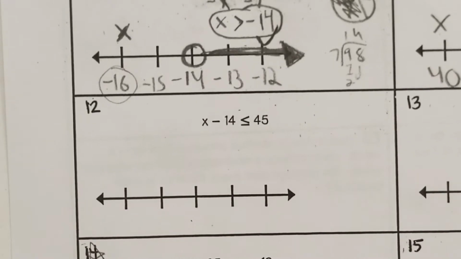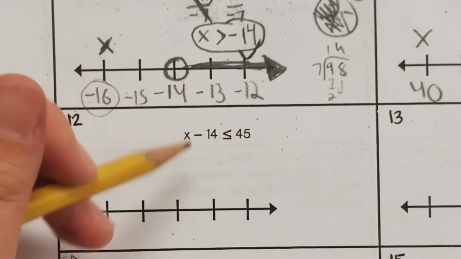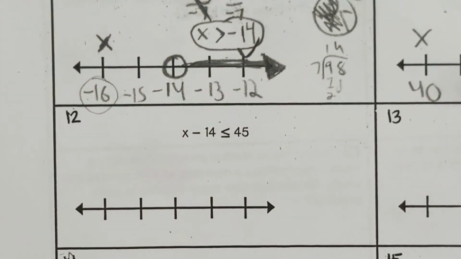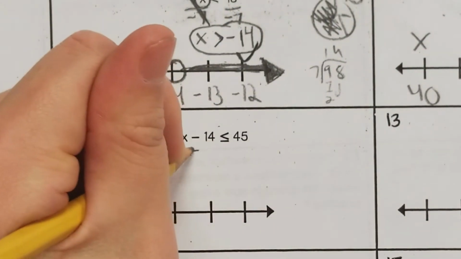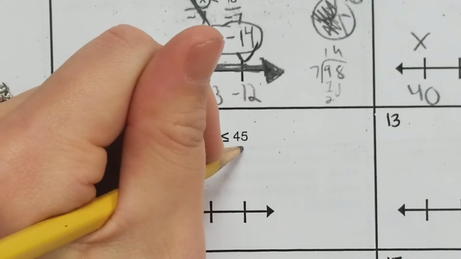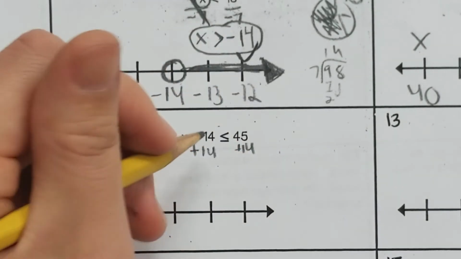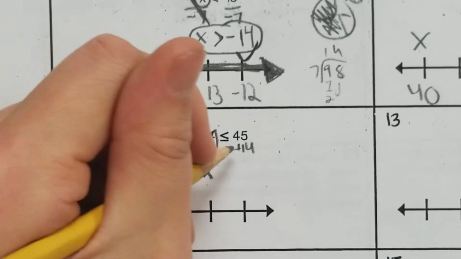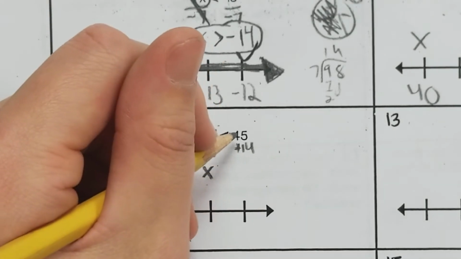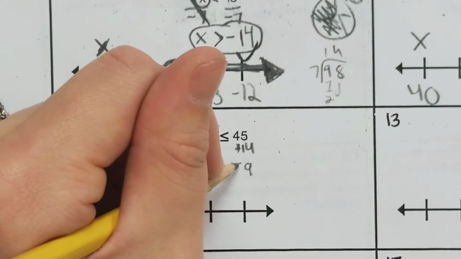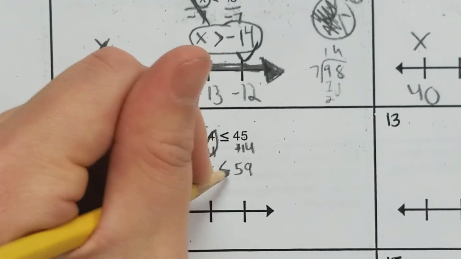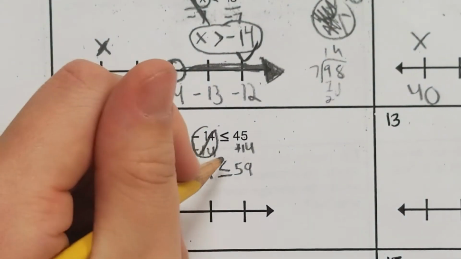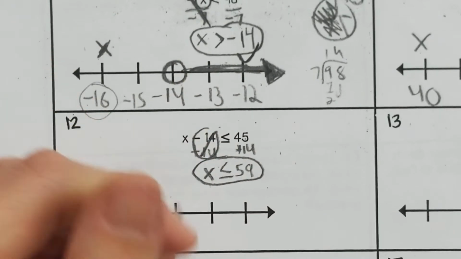Now we have x minus 14 is less than or equal to 45. I need to make a zero pair here, so I need to do the opposite of negative 14, which is positive 14. And what I do on one side, I have to do to the other. So that makes a zero pair. And then we have 45 plus 14, which should have been 59. So this one was pretty straightforward.